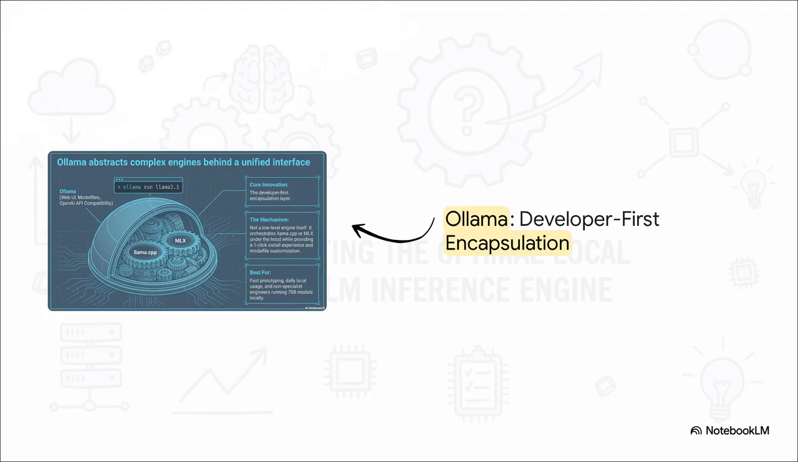And finally, there's Ollama. But here's the kicker with Ollama. It's not actually a low-level engine itself. It is a highly polished, developer-first encapsulation layer that orchestrates llama.cpp, or MLX, right under the hood. It gives you this magical one-click install experience, OpenAI-compatible APIs, and incredibly easy model management.